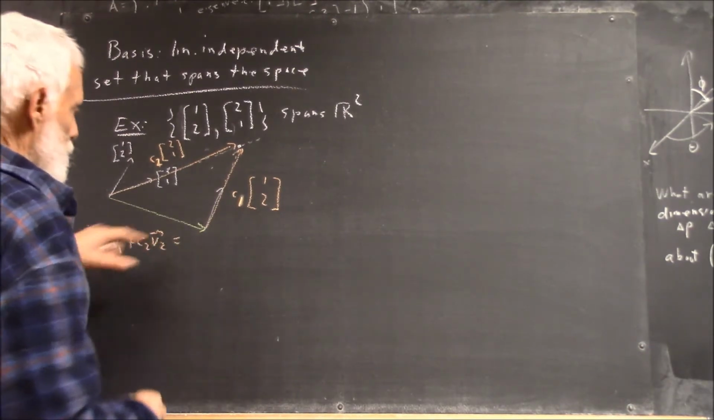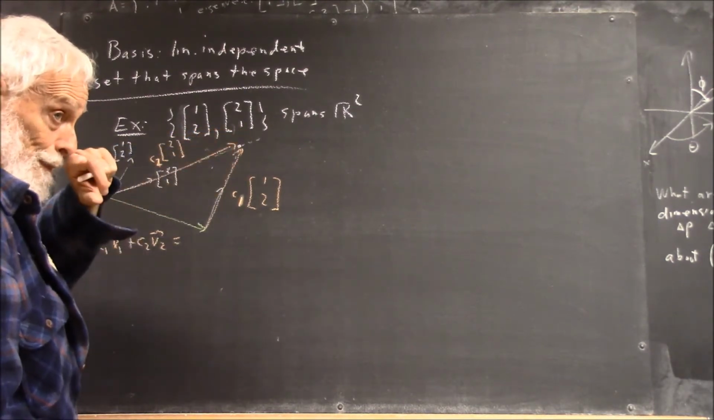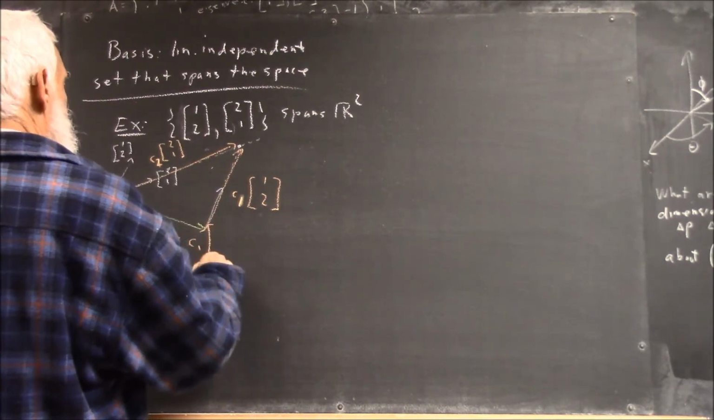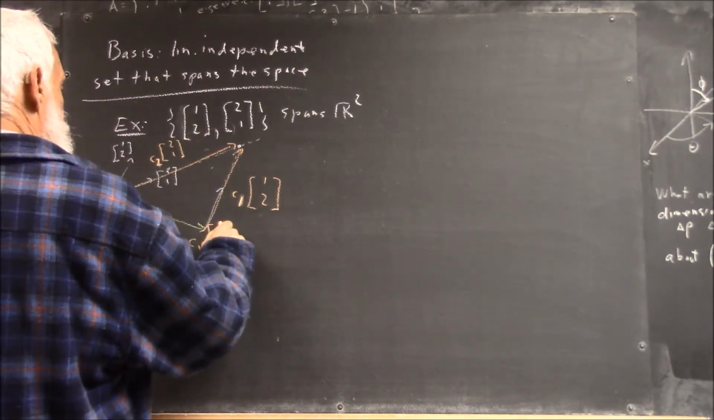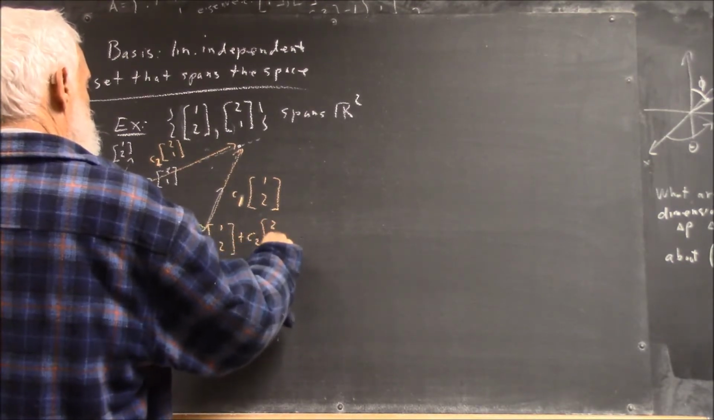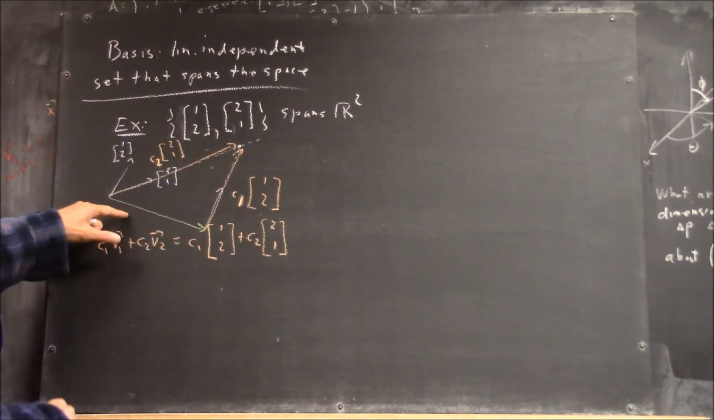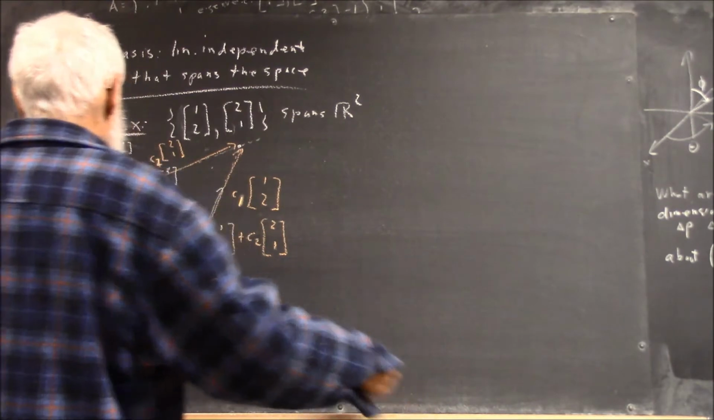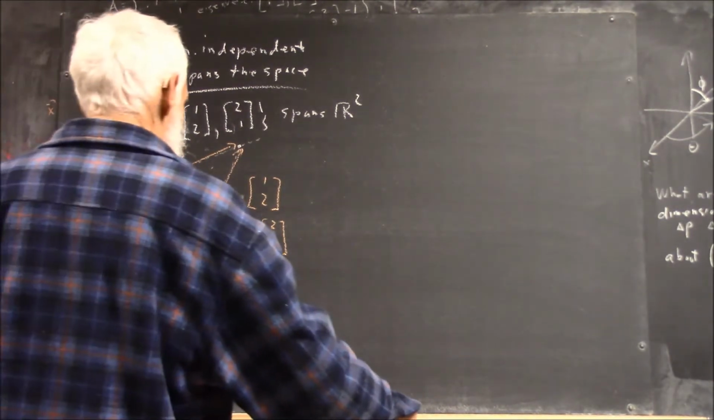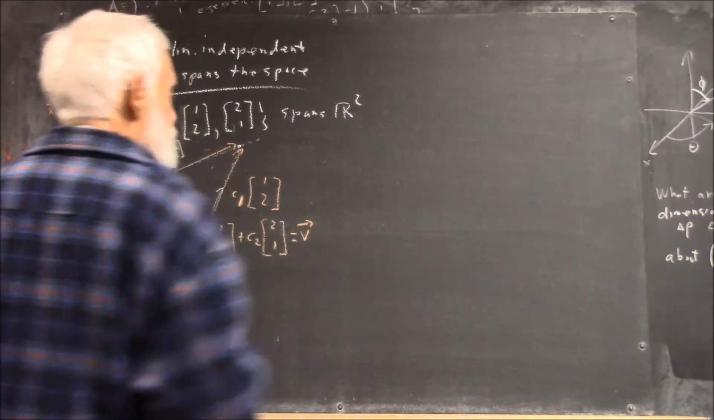And now letting V1 stand for this one and V2 for this one, there's V1, there's V2, right? C1 V1 plus C2 V2 is C1 times (1, 2) plus C2 multiplied by (2, 1), right? And that equals this vector here. We'll call this vector V. Okay.